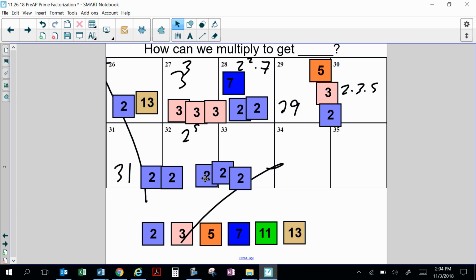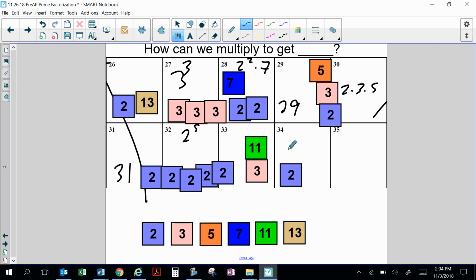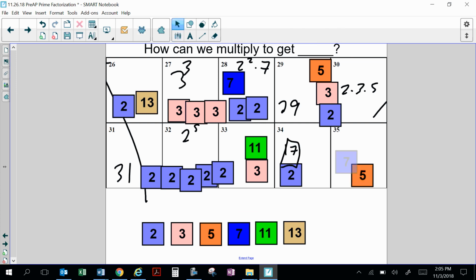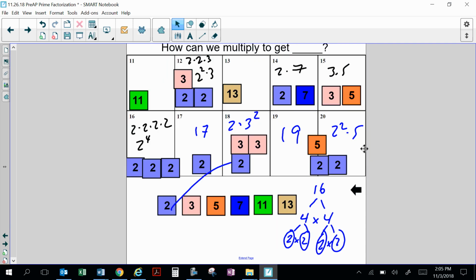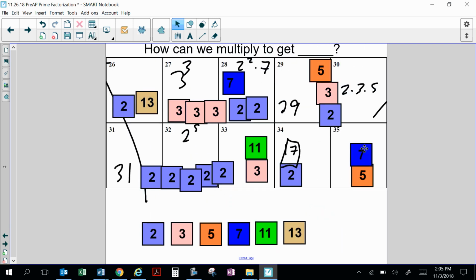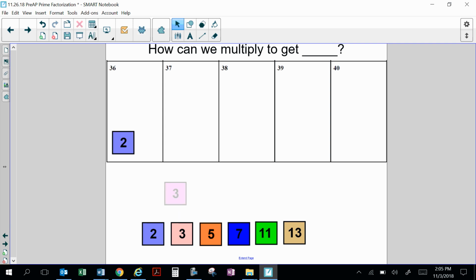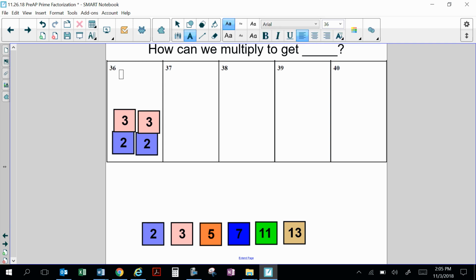All right, 33. How can we represent 33? 3 times 11. How can I represent 34? 2 times 17. And 35, 5 times 7. Now 36, how would you break down 36? 6 times 6. If you go back to our table, how would you represent 36? 6 is 2 times 3, and then 2 times 3 again. So how would you say this as an exponent? 2 squared times 3 squared.